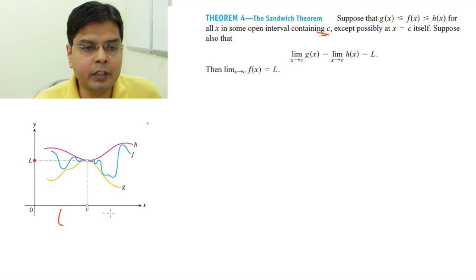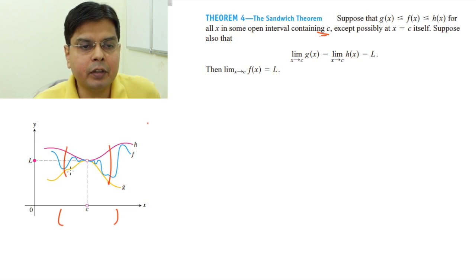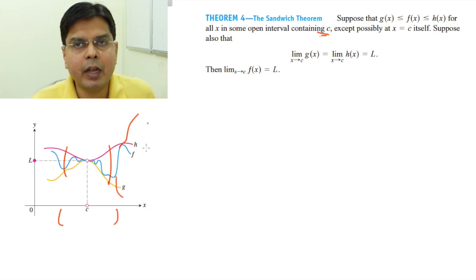So if I have my c here, this is my open interval, and within this open interval this blue has to lie, say like this, between the red one and the yellow curve. It may be that after this interval this blue may go here, or this blue one can fall here. So I am not worried about that.